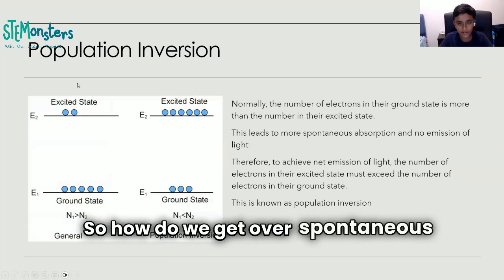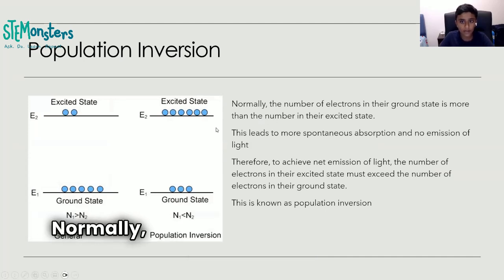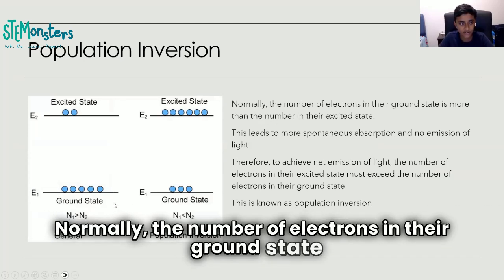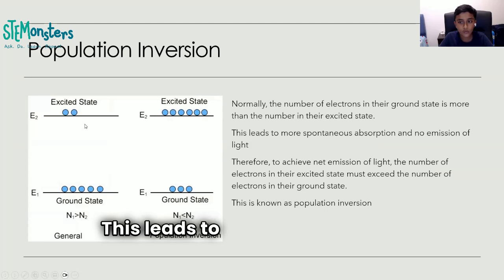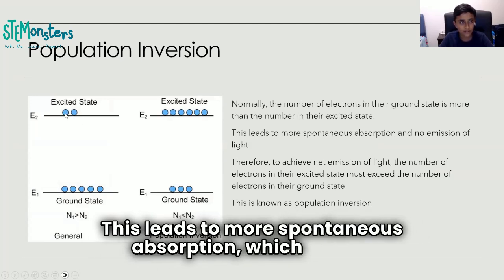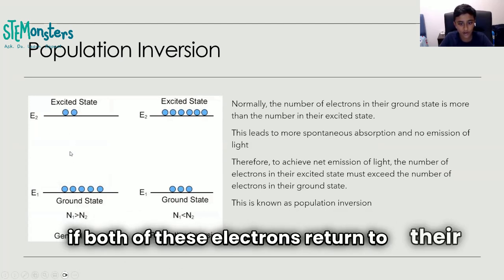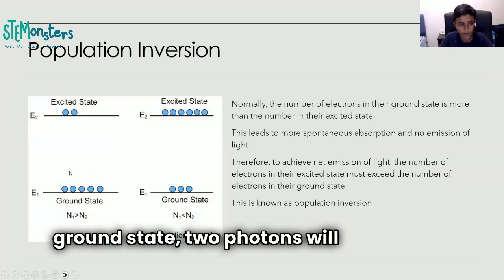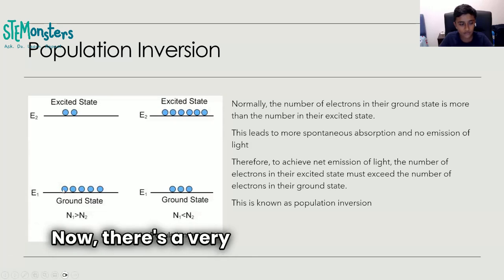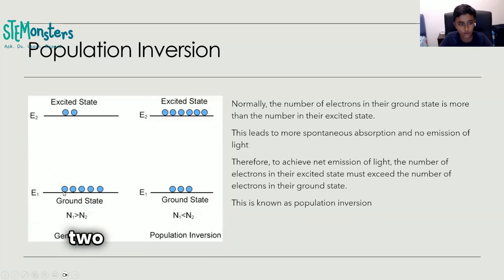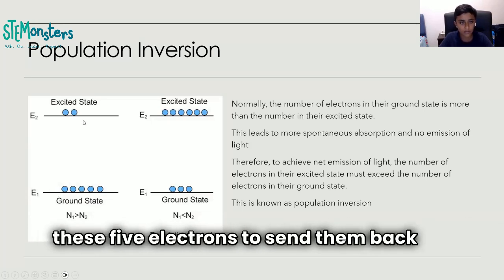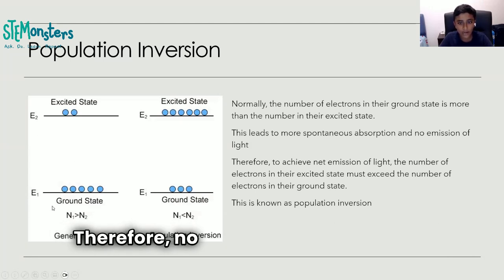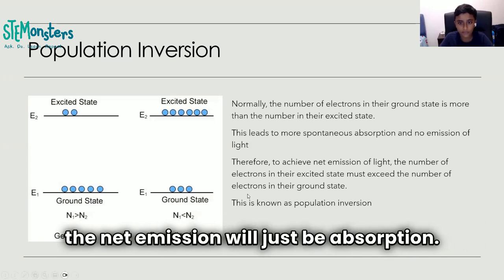So how do we get over spontaneous absorption? Normally, the number of electrons in their ground state is more than the number in their excited state. This leads to more spontaneous absorption, which means if both of these electrons return to their ground state, two photons will be emitted. Now, there's a very high chance that those two photons will be absorbed by one of these five electrons to send them back up. Therefore, no light will be emitted and the net emission will just be absorption.